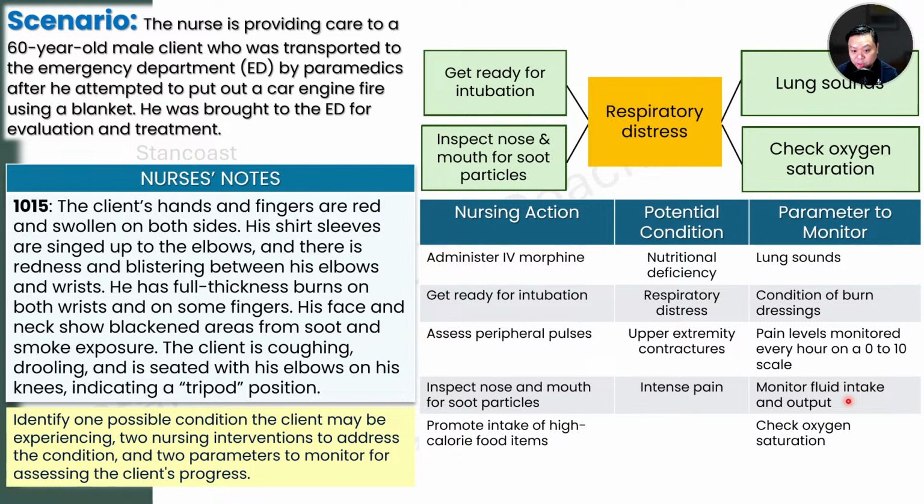We know that urine output is something that you can associate with circulation, perfusion to the kidneys. So follow the hierarchy of need. What about pain levels? Monitored every hour on a 0 to 10 scale. This is also important, especially for partial thickness burns. But again, you have to secure the airway first.